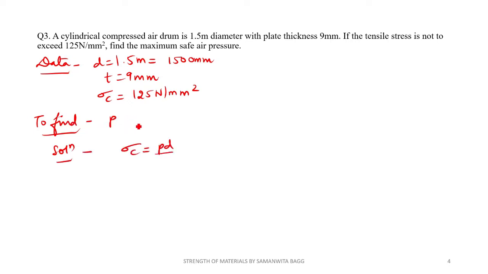Sigma C is PD upon 2T. This is 125. P I want to find. Diameter is 1500. 2 into 9. On calculation, I get the value of P as 1.5 Newton per mm square.